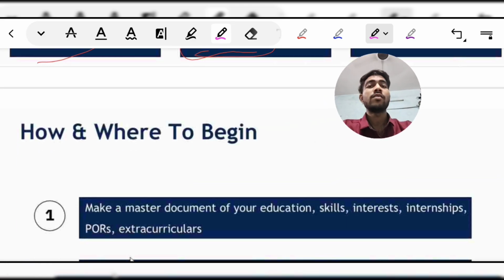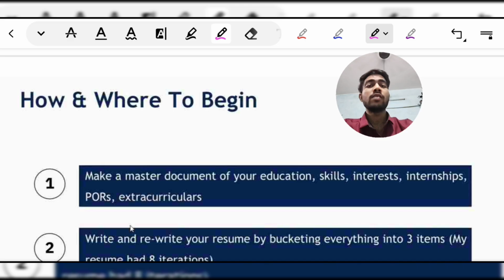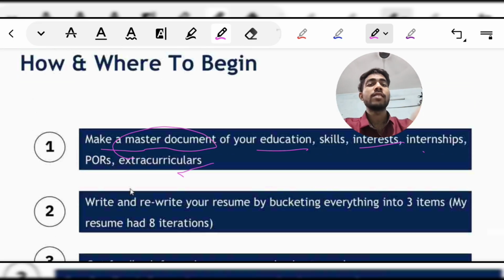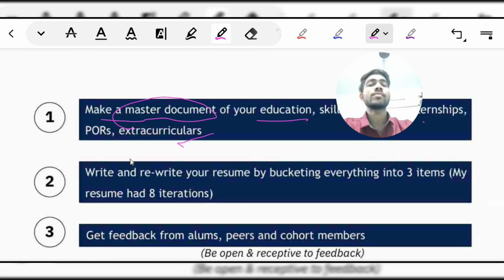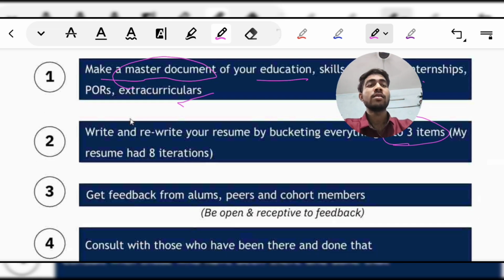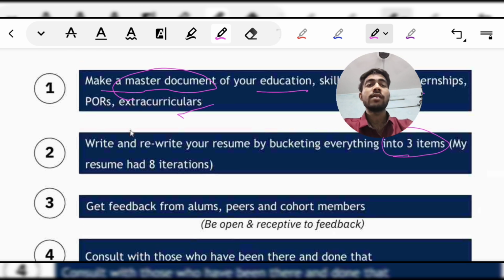And how it begins: you have to make a master document of your education, skills, and interests in terms of your extracurricular activity, and write down your resume in your free time. Your resume goes through iterations. You have to rewrite your resume more than 3 times, and every time you put in corrections.